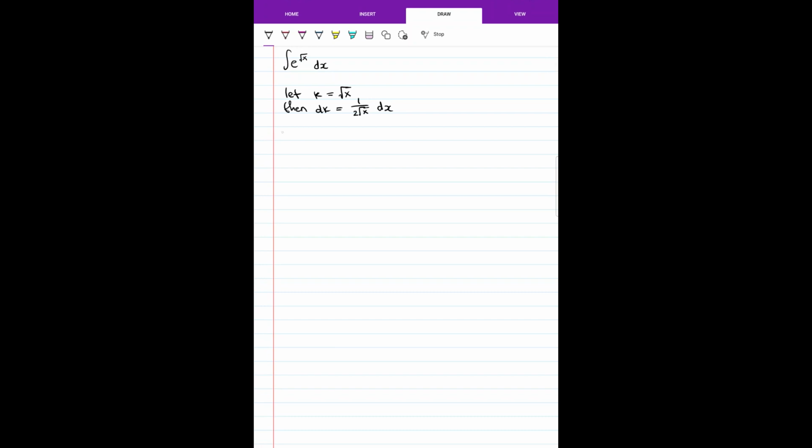Now solving for dx, we get that dx is 2 root x dk. What I did was just multiply both sides by 2 root x. Now you might be thinking, if we're going to sub in k and we still have a root x, that's going to be our problem. Well, you might be right, but remember that k is root x. So that means dx is just going to be 2k dk.